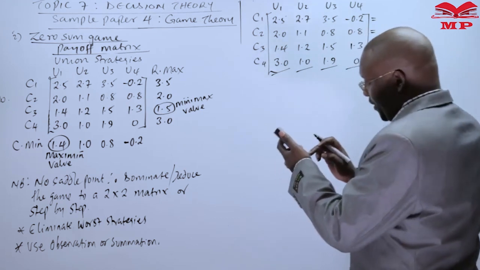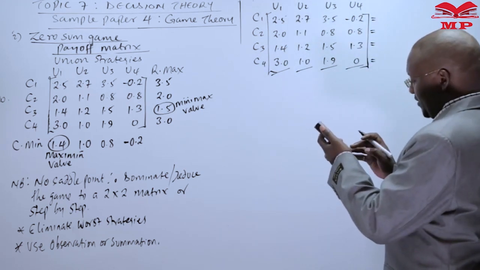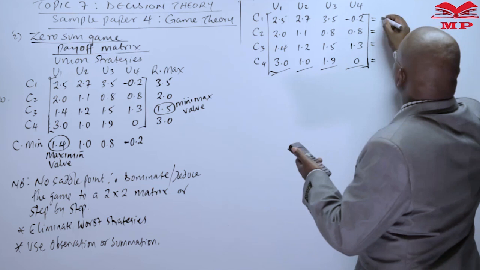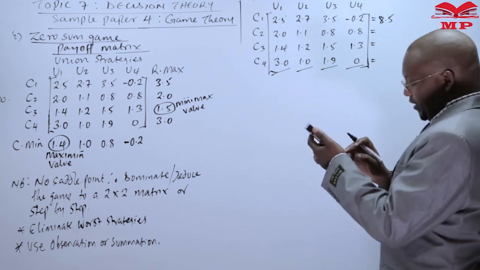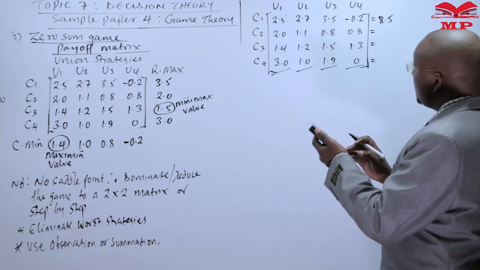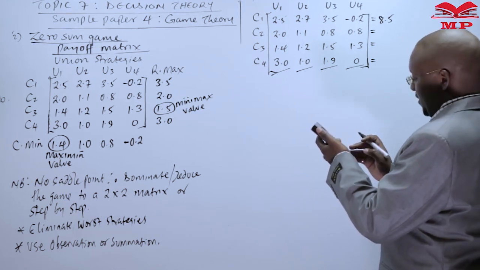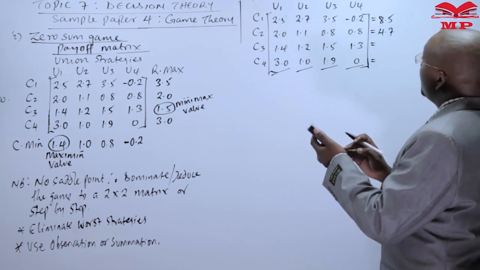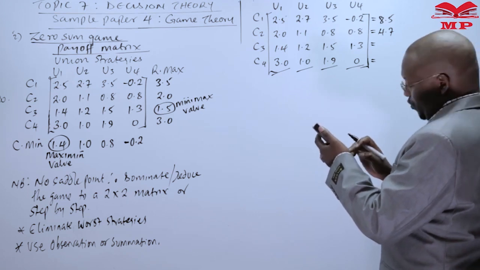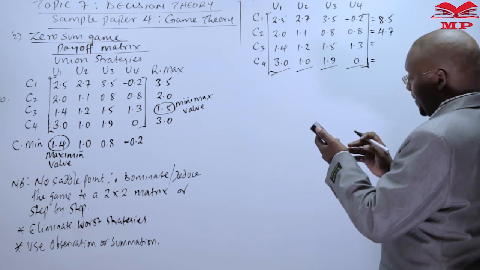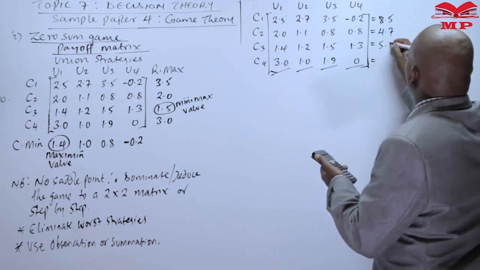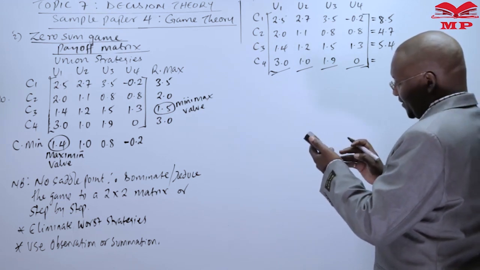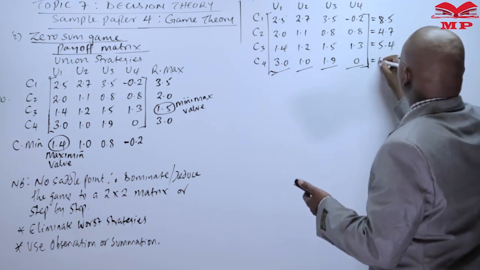So this is 2.5 plus 2.7 plus 3.5 minus 0.2, giving us 8.5. We have 2 plus 1.1 plus 0.8 plus 0.8. This is giving us 4.7. Then you have 1.4 plus 1.2 plus 1.5 plus 1.3. This is 5.4. Then you have 3 plus 1 plus 1.9. This is giving us 5.9.